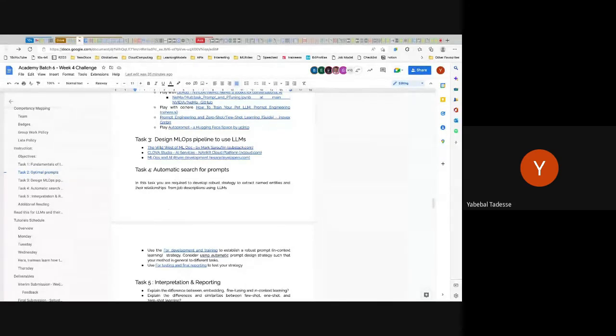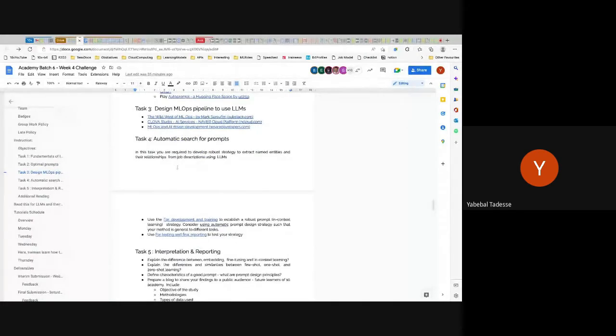There are different ways. You can use LLMs as embedders first, and then on top of the embeddings you can run, for example, machine learning, or you can try to do it all with automatic search for prompts. So tasks 3 and 4 are about that.